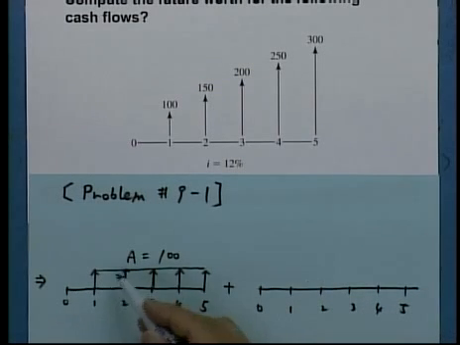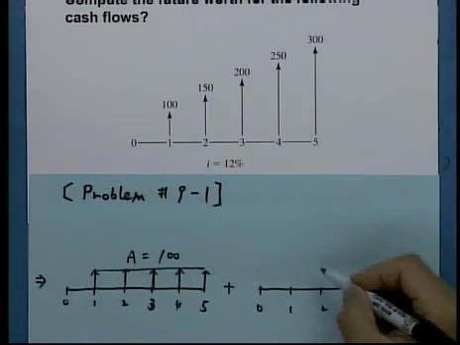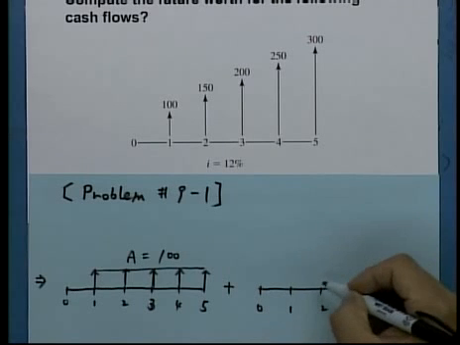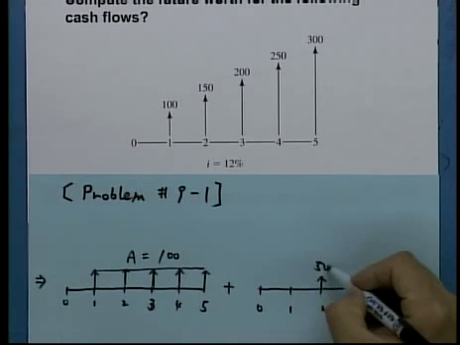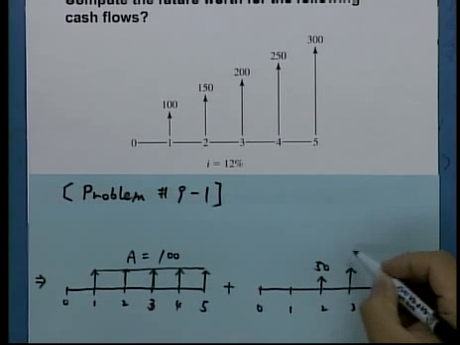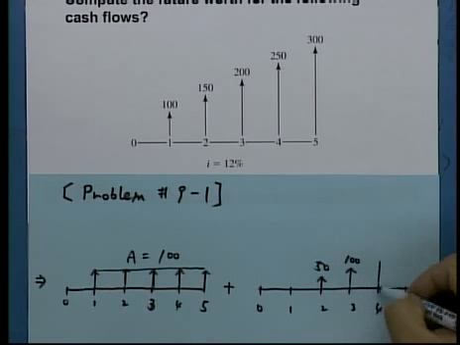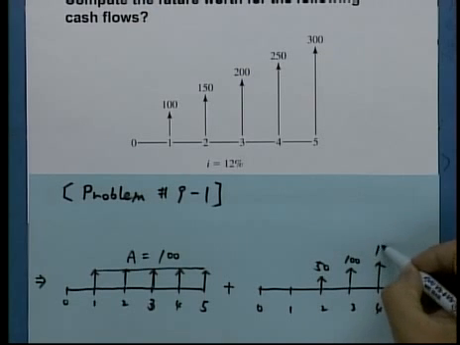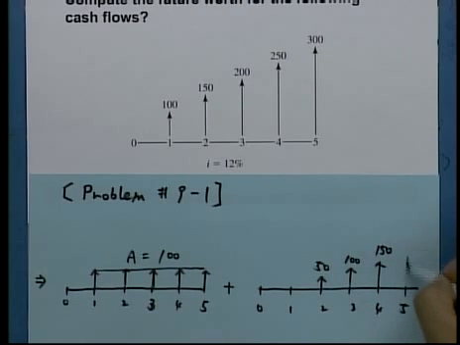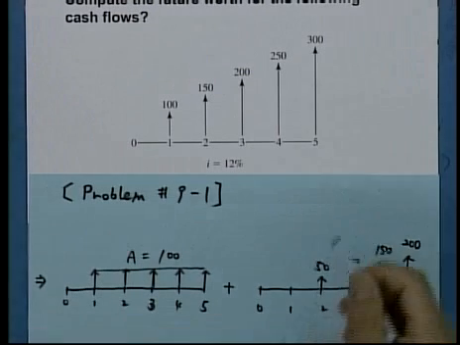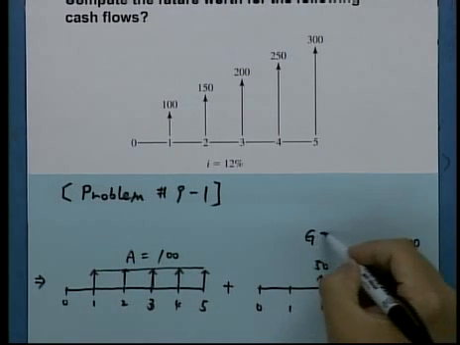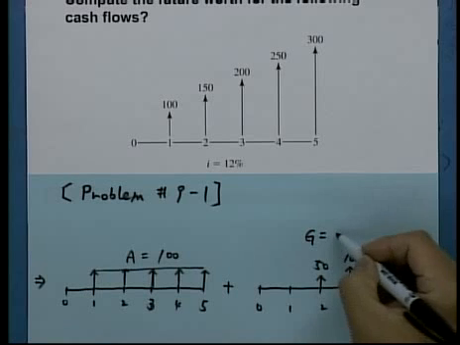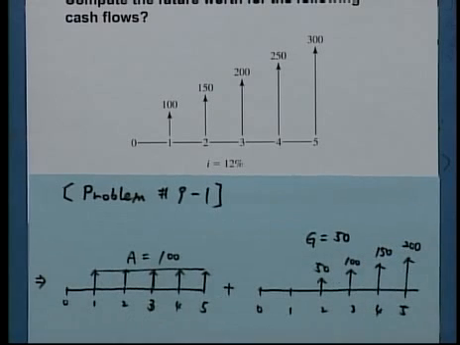After you take out 100, what is left over? At the end of period 2, we have 50. At the end of period 3, 100. At the end of period 4, 150. At the end of period 5, we have 200, right? So this is the arithmetic gradient series of $50 over 5 periods.